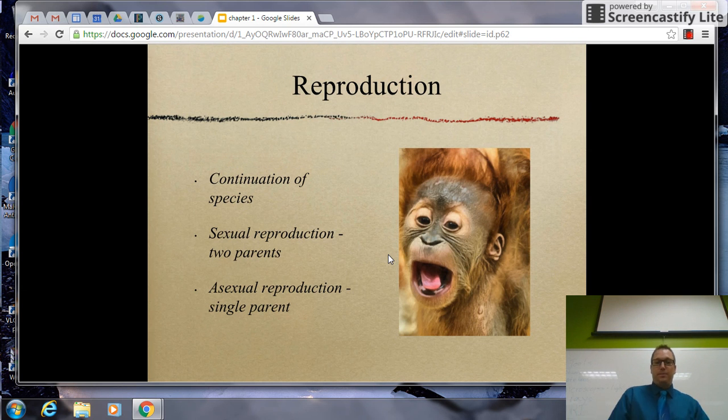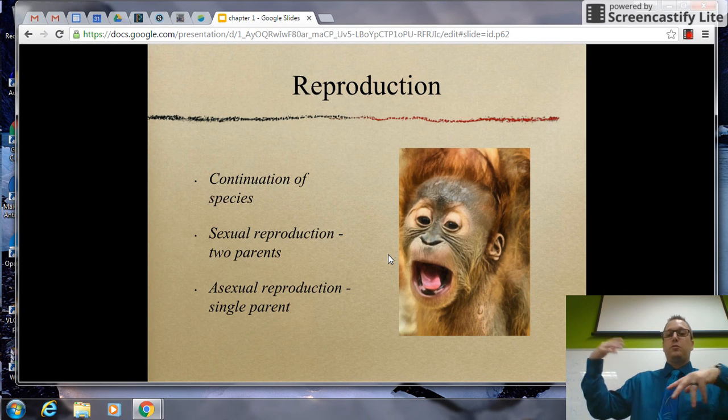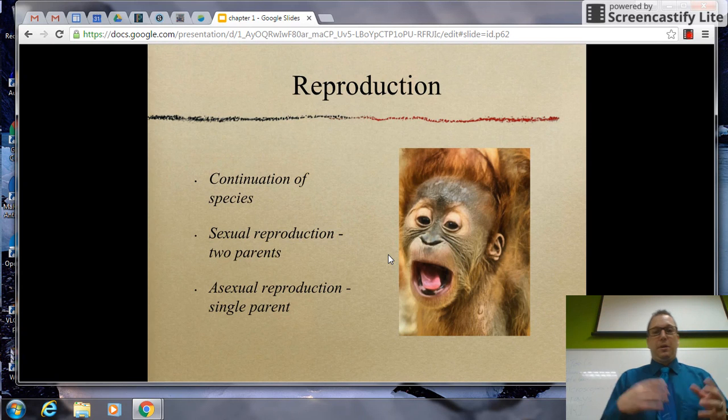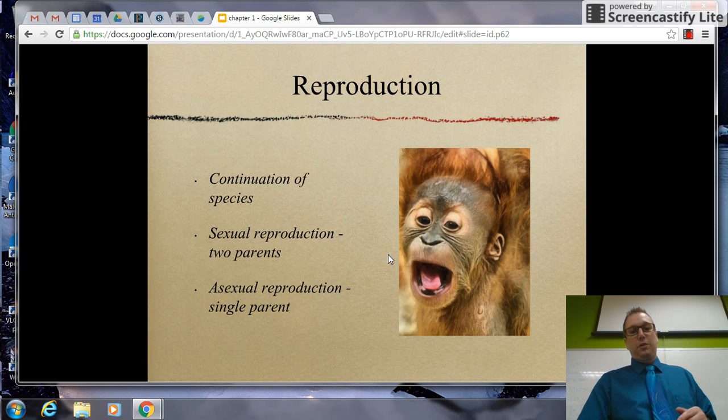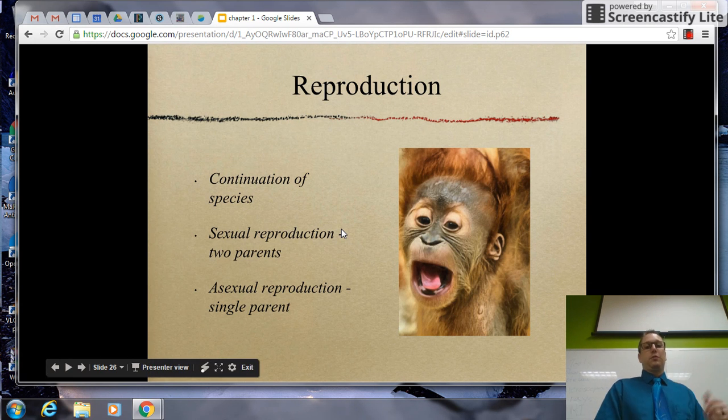Next, we have reproduction. Every species needs to reproduce, otherwise that species stops existing. There are 2 forms of reproduction. Sexual reproduction involves 2 parents, and asexual, remember the prefix a means without, so without sexual reproduction, 1 parent. Bacteria go through asexual reproduction. Some single-celled organisms go through asexual reproduction. But most organisms you probably think about go through sexual reproduction in one way, shape, or form.